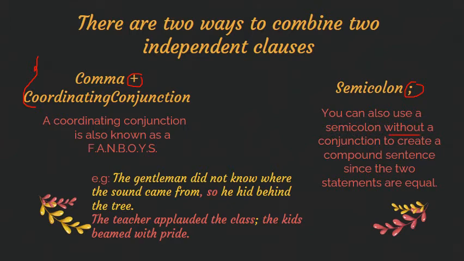Examples: The gentleman did not know where the sound came from, so he hid behind the tree. Comma, so, coordinating conjunction. And notice the second sentence starts with a small letter. Second example: The teacher uploaded the class; the kids beamed with pride. So you see, I only used a semicolon alone, and after the semicolon I have to use a small letter.